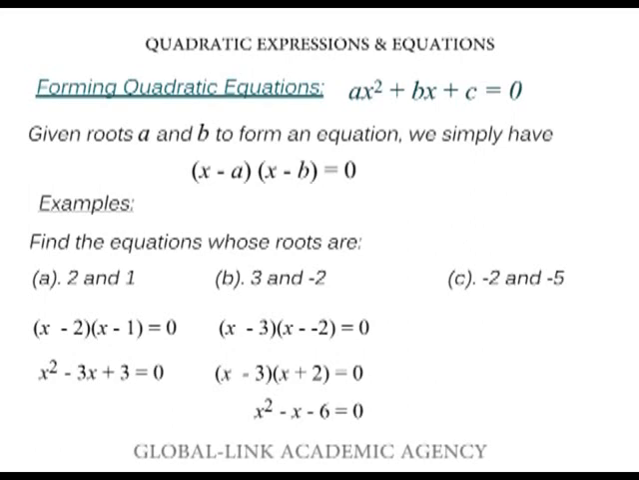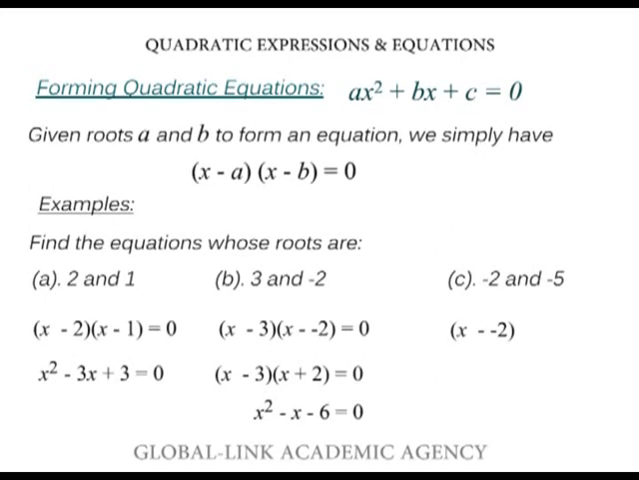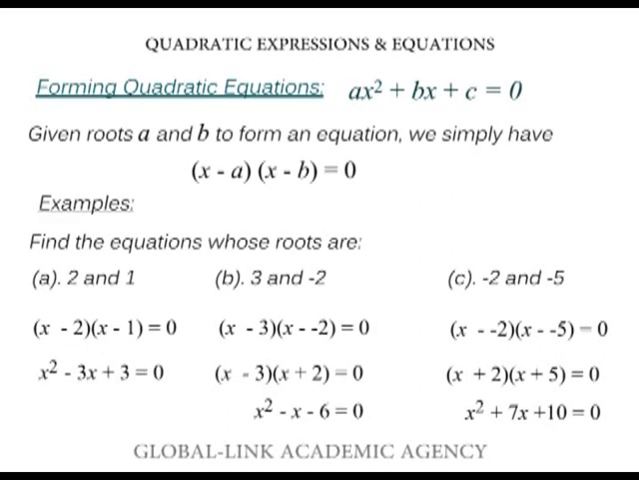C. x minus minus 2 times x minus minus 5 is 0. x plus 2 times x plus 5 is 0. x squared plus 7x plus 10 is 0.